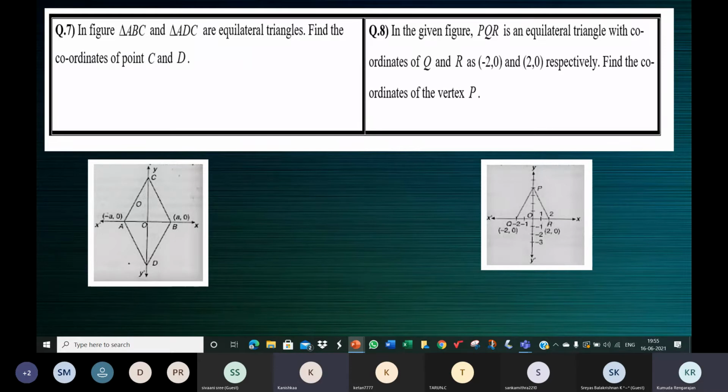Ma'am, the coordinate of P is equal to 0, 2. Please come again, the coordinates of the vertex P are? 0, 2 root 3, ma'am. Okay, let's wait. We'll just see what others have to say.